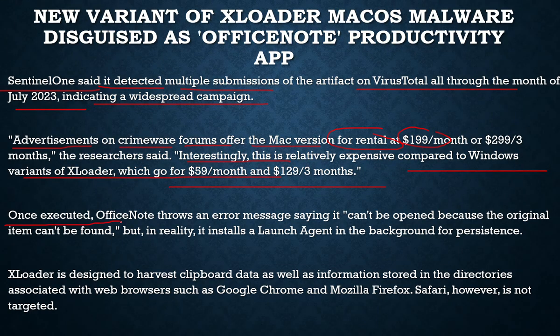Once executed, OfficeNote throws an error message saying it cannot be opened because the original item cannot be found. But in reality, it installs a launch agent in the background for persistence. This is how the execution of this code works.